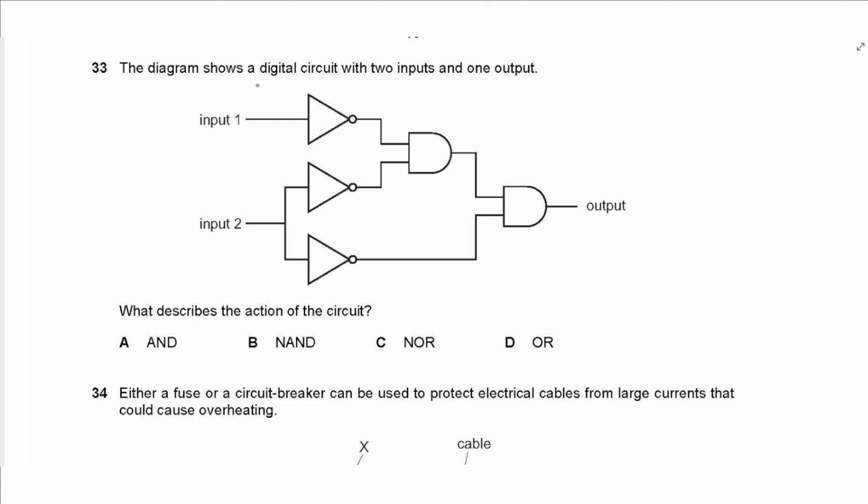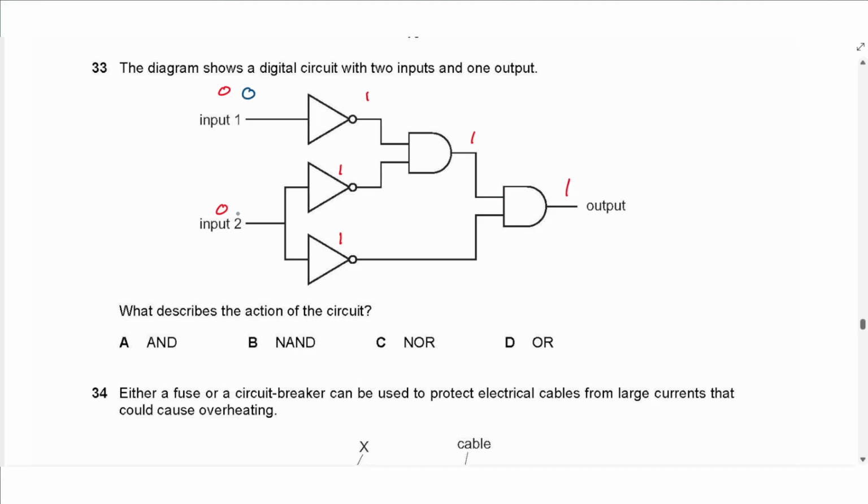Question 33 is about logic gates, so you can skip this question for the new syllabus. It says a diagram shows a digital circuit with 2 inputs and 1 output. What describes the action of this circuit? So we have to try the possibilities of the inputs and outputs. So 0 and 0, 0 through a NOT gate that gives 1, and again through a NOT gate here gives 1, and 1 here. 1 and 1 through an AND gate will give 1, and 1 through an AND gate with another 1 will give also 1.